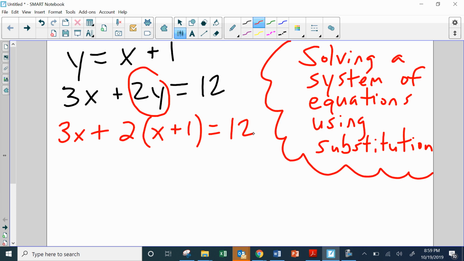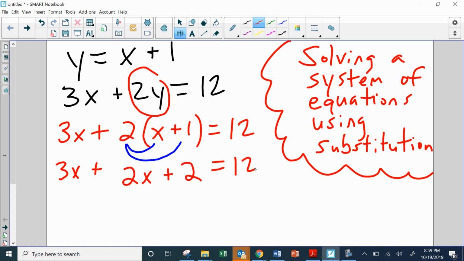Now I just do the distributive property on that next step. So I'll switch colors. I'm going to do 2 times x and then 2 times 1 to do the distributive property. So that would be 2 times x is 2x, 2 times 1 is 2, and then that's still just going to equal 12.